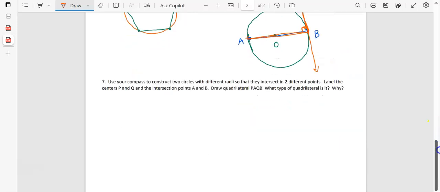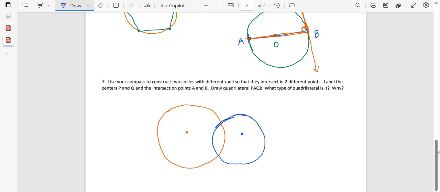All right, for our last one, again, this is part practice using our tools, but also part idea of observation and putting things together. Use your compass to construct two circles with different radii so that they intersect in two different points. Place the center point, take your compass, put the stylus on the center, and rotate around to draw your first circle. For your second circle, we want to, again, use a different radius. And so I'm going to just pick a point out here, and I'm going to make this circle smaller. And I'm going to go ahead and put my stylus there.